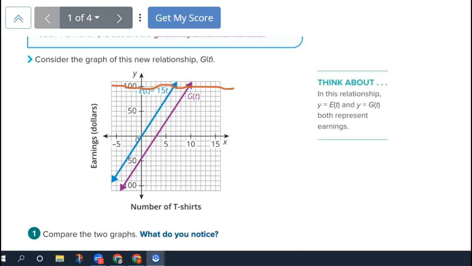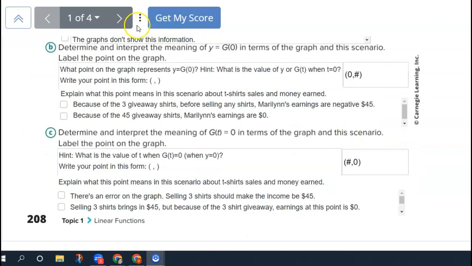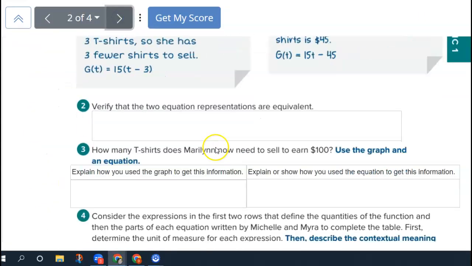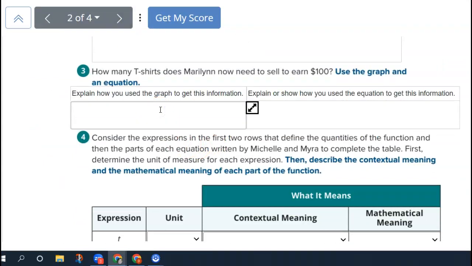So how many shirts, if this is where she needs to hit, how many, if you follow that point down to your x-axis, how many shirts does she need to sell to get to this point where she's earning at least $100? And explain how you figured that out right here.